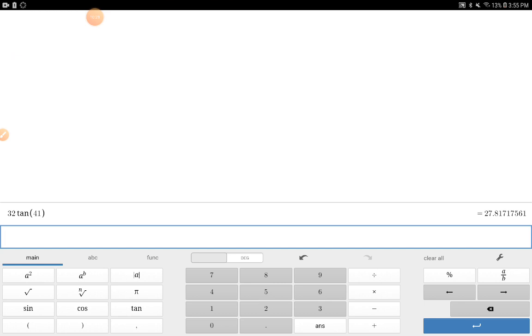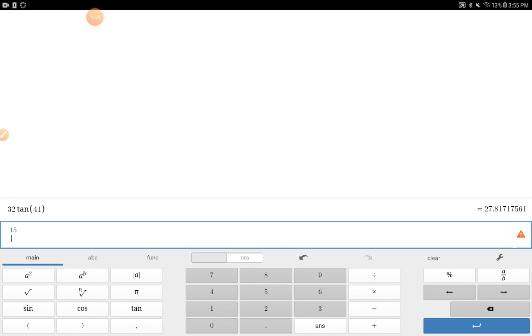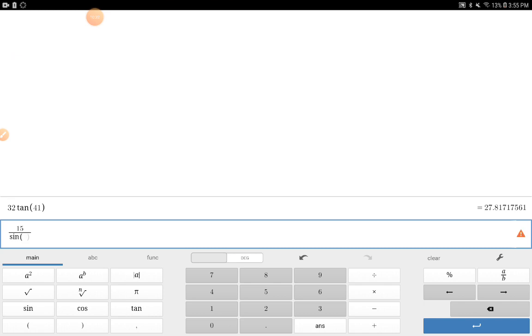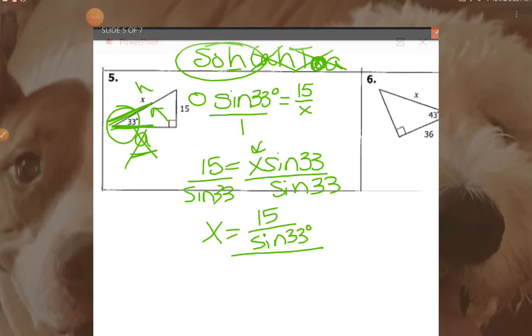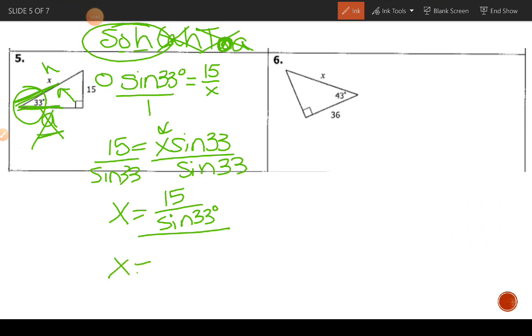So we're going to type in 15 divided by sine of, what was it? It was 33. We hit enter. We get 27.54. The 4 is telling the 5 to stay. So my side length here, x, is going to be 27.5.